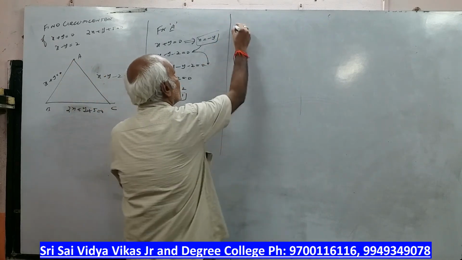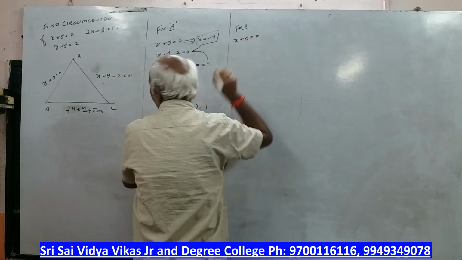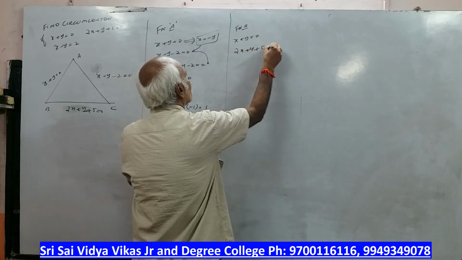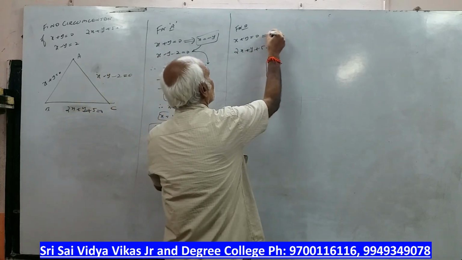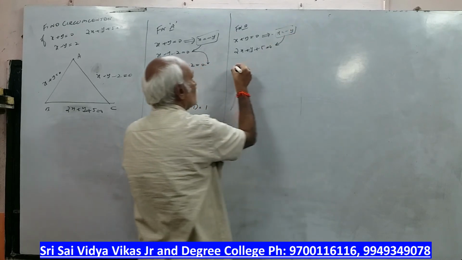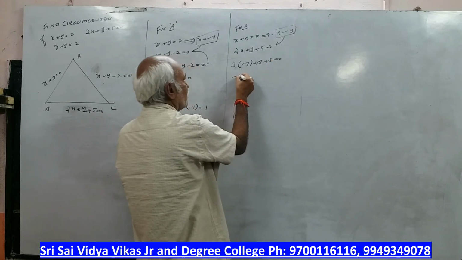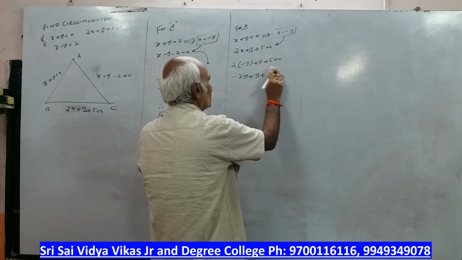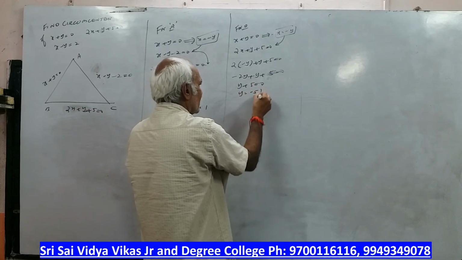Again, for b, which equations you have to consider? X plus y is equal to 0, then 2x plus y plus 5 is equal to 0. Again from this, x is equal to what, sir? Minus y. Put here. So 2 into minus y plus 5 is equal to 0. Therefore minus 2y plus y plus 5 is equal to 0. So this becomes y plus 5 is equal to 0, y is equal to minus 5.